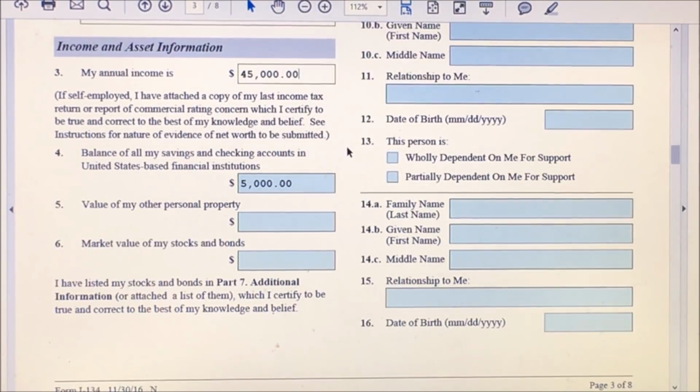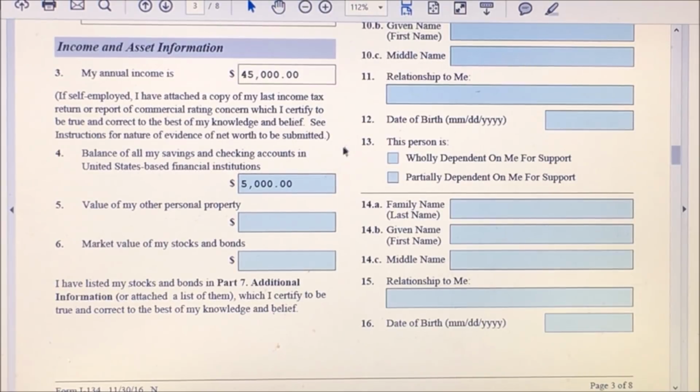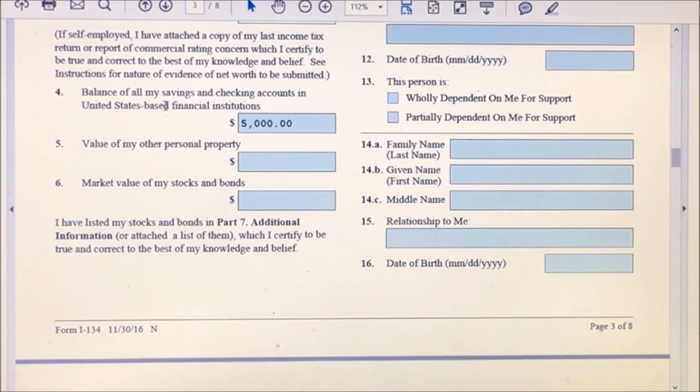Okay, and then, if self-employed, I have attached a copy of my last income tax return or report of commercial rating concern, which is certified to be true and correct to the best of my knowledge and belief. See instruction for nature of evidence of net worth to be submitted. Okay, then balance of all savings and checking accounts in United States based financial institutions.